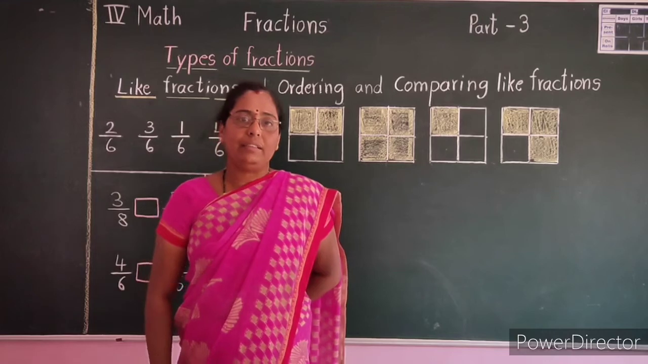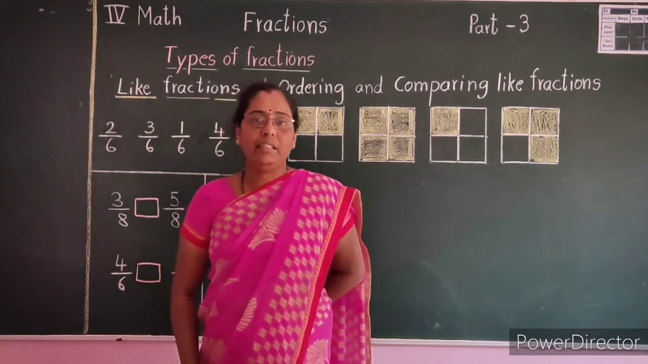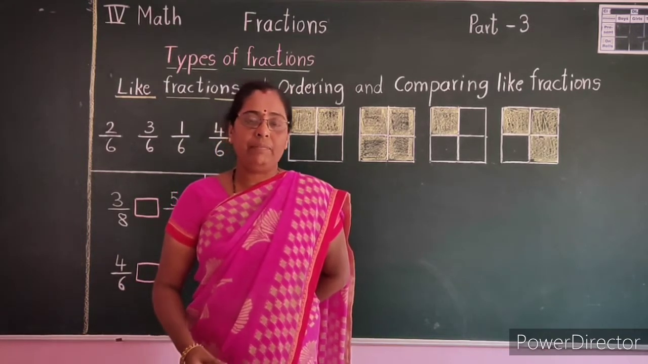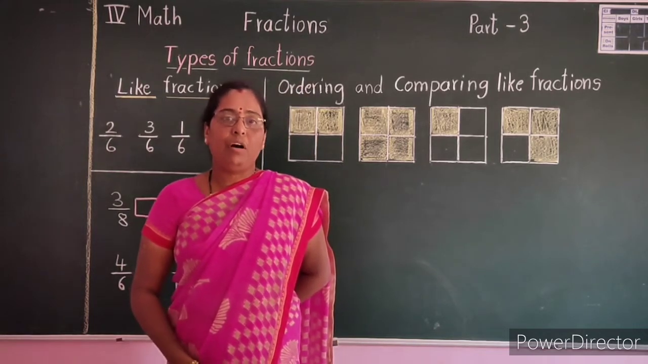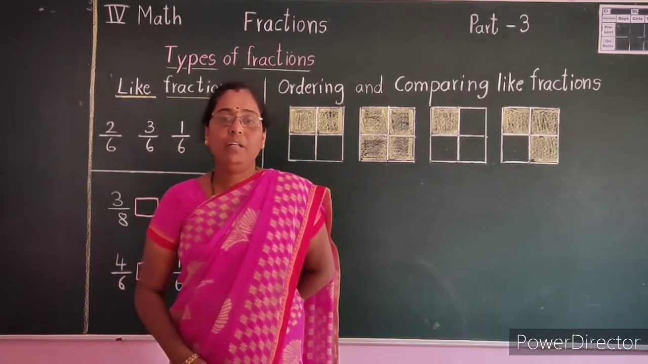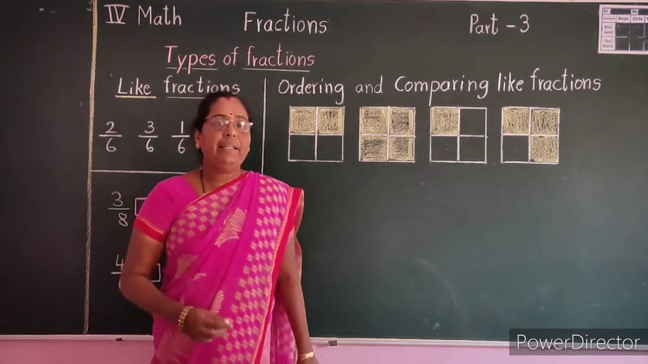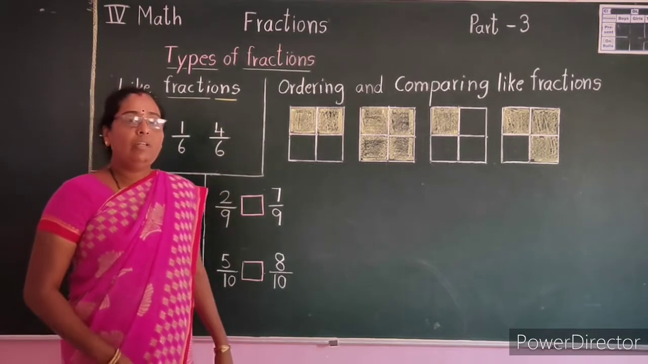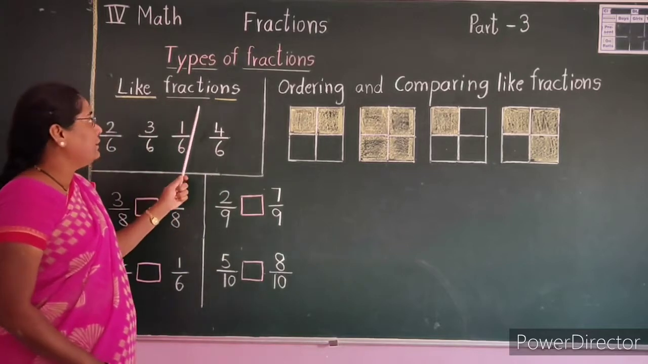Go through that first. In that lesson, I explained what fractions are, how to obtain equivalent fractions for a given fraction, and how to find the simplest form or lowest term of fractions. Now, let us learn different types of fractions. Let's start with like fractions.